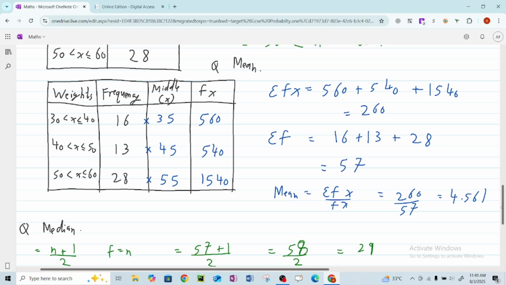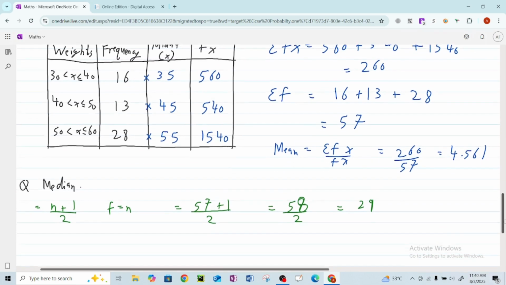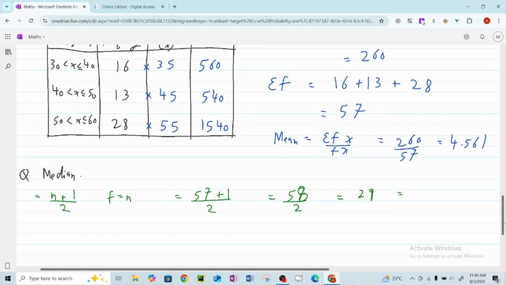That is 40 to 50. This is going to be our answer, not the middle one that we have, the middle x. No, because that's what we made for ourselves. This is what the question gave us. So this would be our answer. 29 is here and this class would be our answer. So we would write over here 40 less than x less than or equal to 50. That will be my answer.